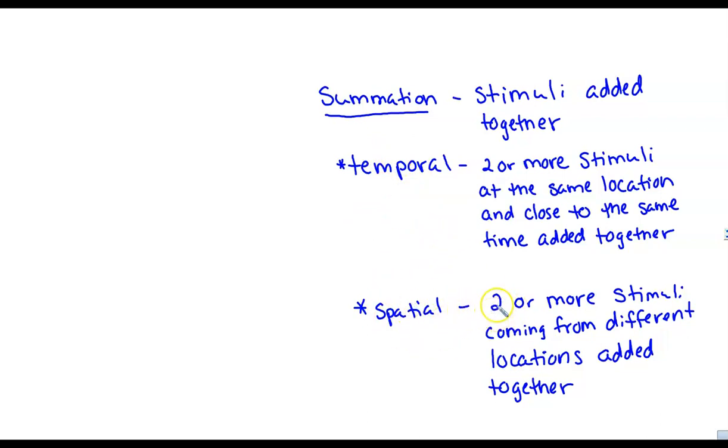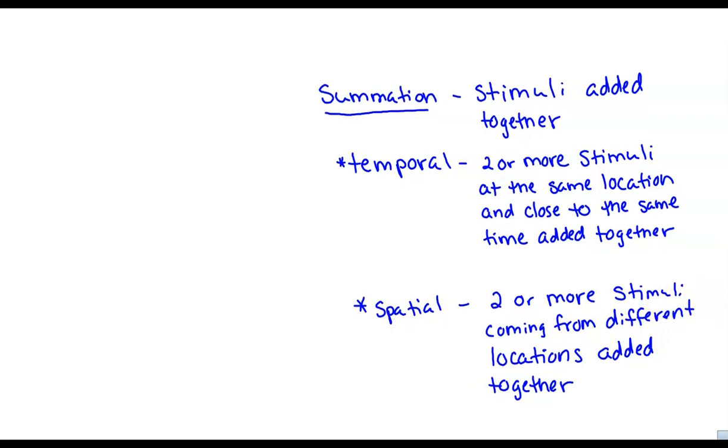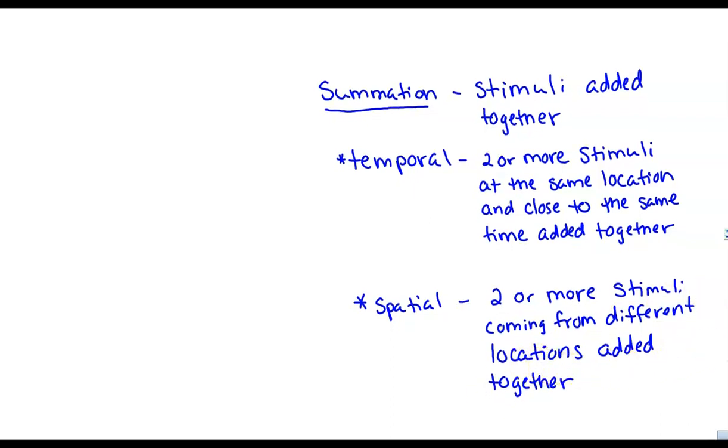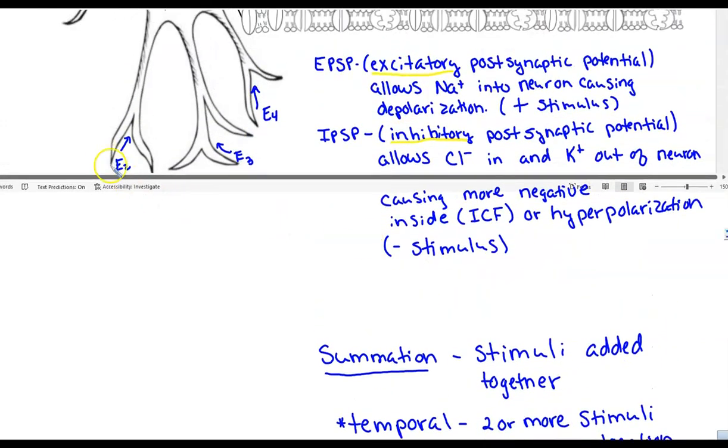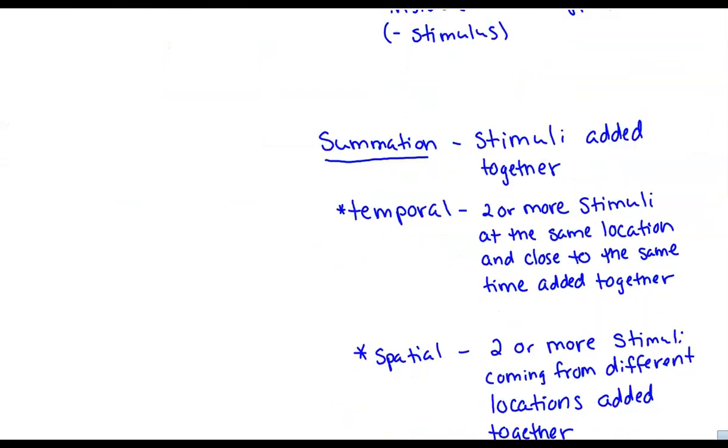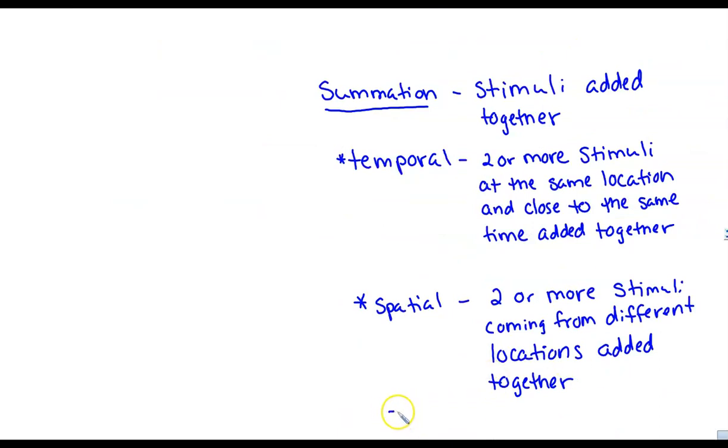This is when you get two or more stimuli coming in from different directions. So they're coming in from maybe different dendrites, and they get added together because they're kind of spaced out there. So this would be like if I were to add this E2, E3, and E4 together. They're coming in from different directions. That's a spatial summation.